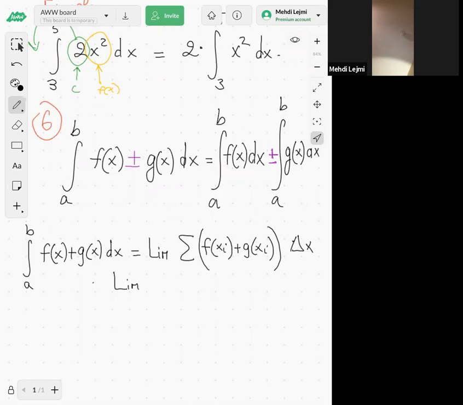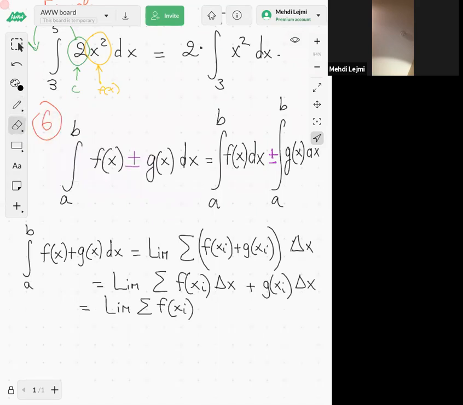So this is limit of the sum of f of xi times delta x plus g of xi times delta x. And then you can just split this into a sum. So you're going to have the limit of the sum of f of xi delta x, sorry, this is delta x, that's not delta xi, plus the limit of the sum of g of xi delta x. And so by definition, this is just the integral of f of x dx from a to b plus the integral of g of x from a to b.